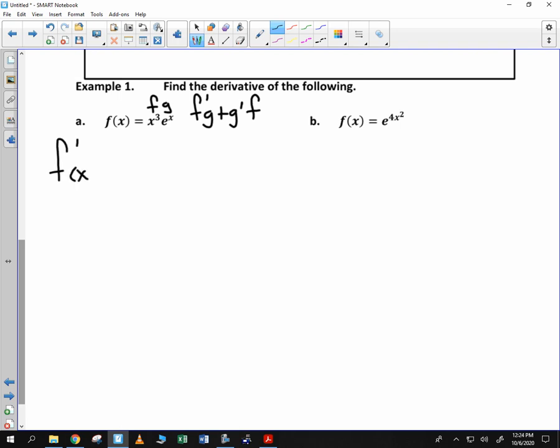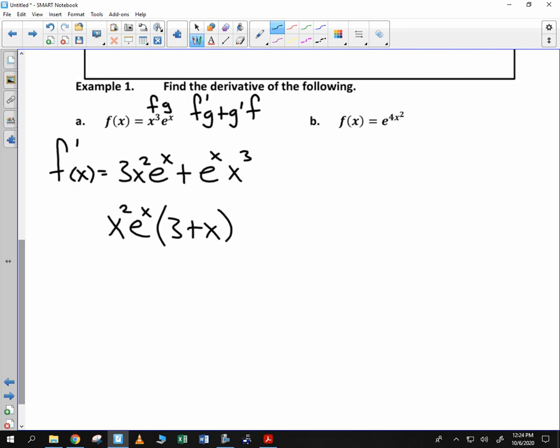Therefore, the derivative is equal to, if we take the derivative of x cubed, we get 3x squared times e to the x plus the derivative of e to the x is e to the x times f, which is x cubed. Now, I would choose to factor this. I'd take out an x squared e to the x. When you take out an x squared e to the x, you're left with 3 plus x. So I would accept either on the test. I just want you to know that in the answer keys, you will often see it listed this way.